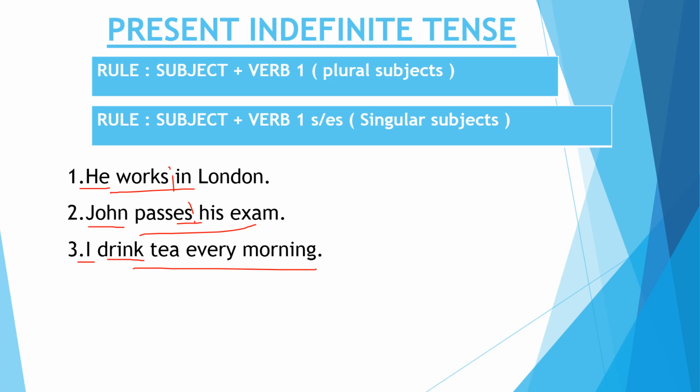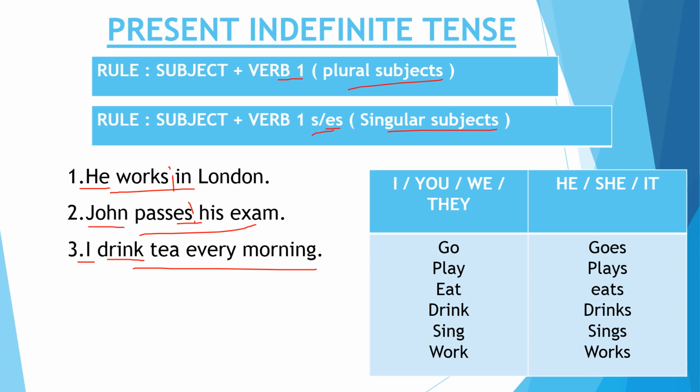So talking about this, with the plural subjects, we just use the verb first form without S or ES, and with the singular subjects, we use the verb with S or ES. Let's see here. With I, you, we, and they, we use it without S or ES, and with he, she, it, we use S and ES.